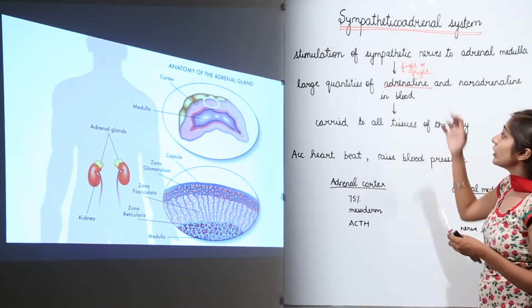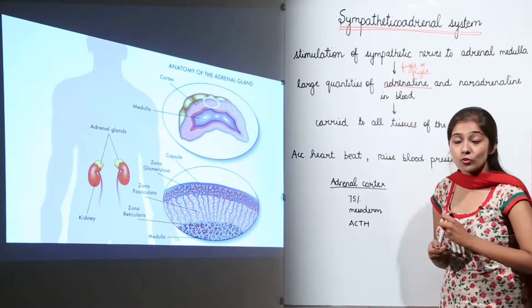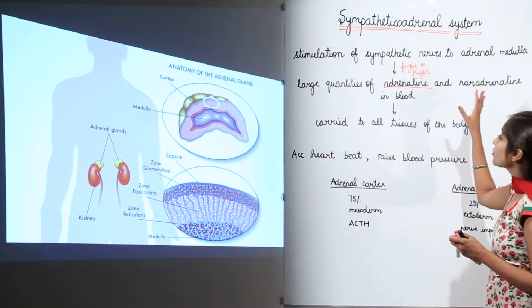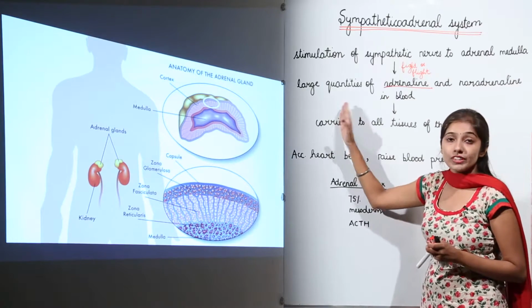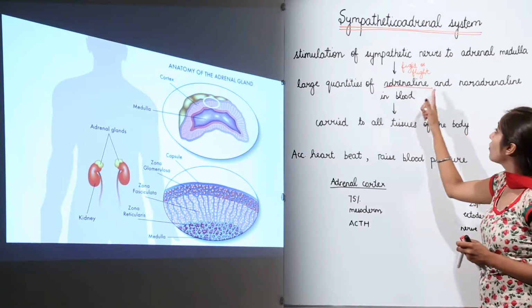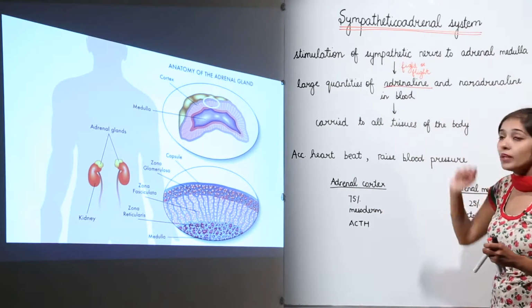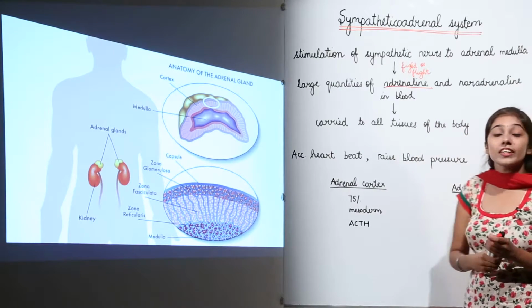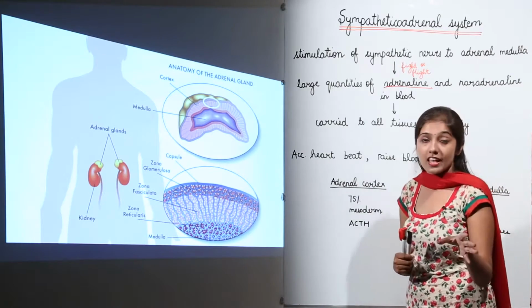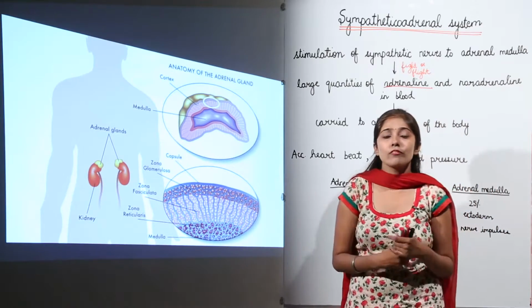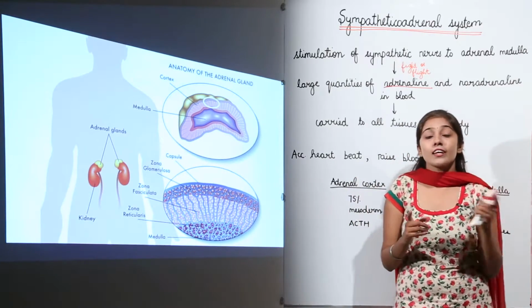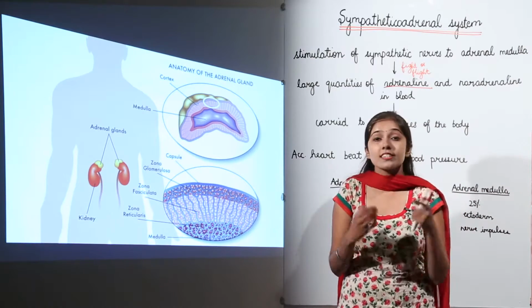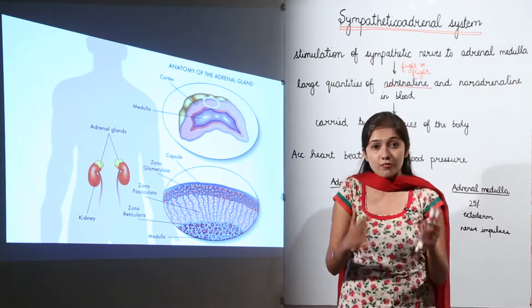So when there is stimulation by the sympathetic nervous system to the adrenal medulla, the adrenal medulla is going to secrete large quantities of these hormones, the adrenaline hormone and the noradrenaline hormone, into your blood. And this is then carried to all the tissues of your body where they are going to produce major effects. As we just discussed in the example, when you see a lion, you are going to get scared, you are going to run fast to save your life, right?